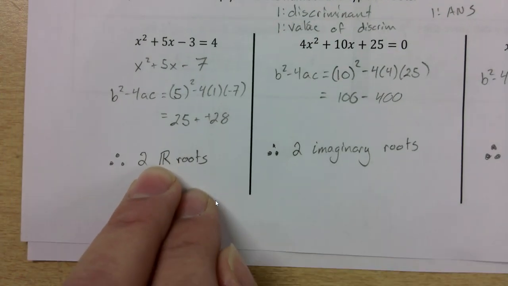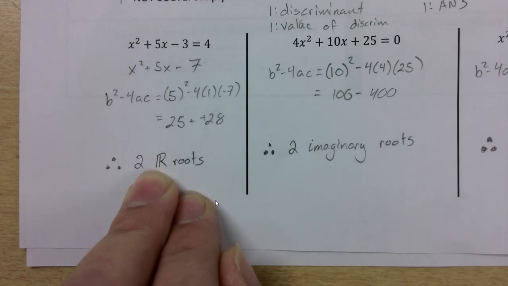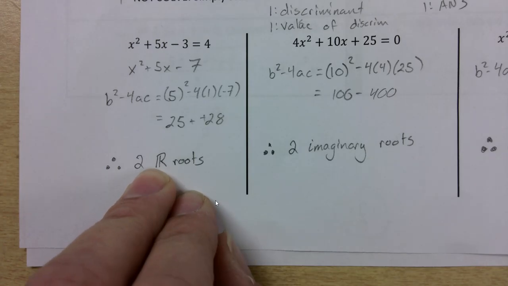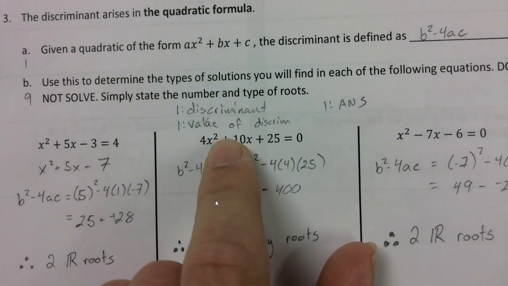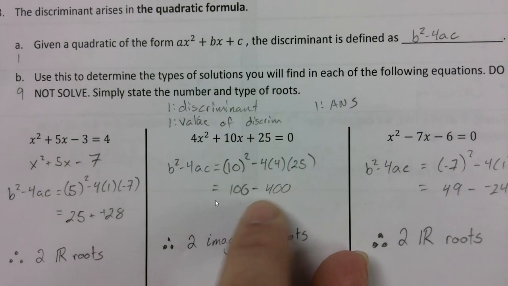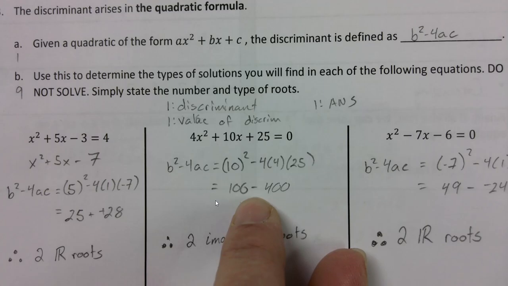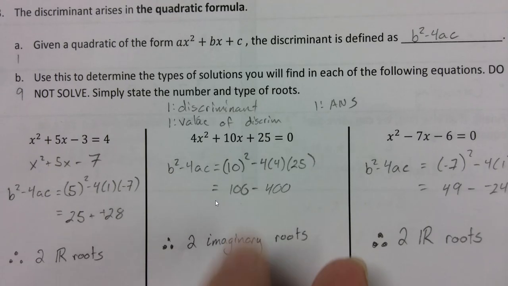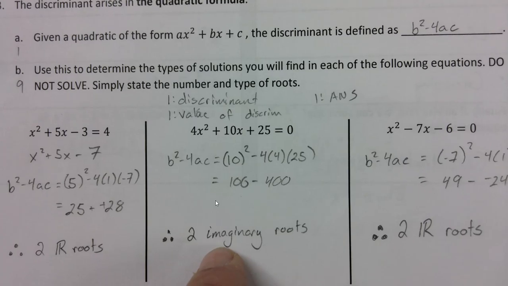Now, if you found them, cool. Negative 5 plus or minus root 53 all over 2. Cool. You can find them. You don't have to. Okay. On this one, when we find the discriminant, it's b squared minus 4ac. I realize it's going to be 100 minus 400, which tells me I'm going to be taking the square root of a negative number. There are 2 imaginary or non-real roots.